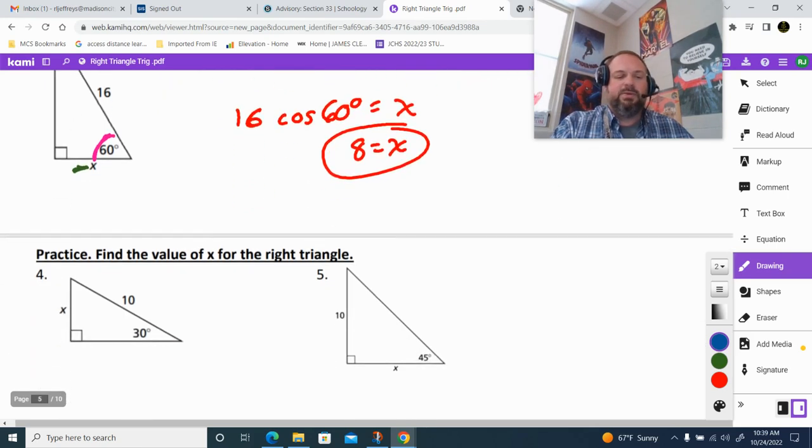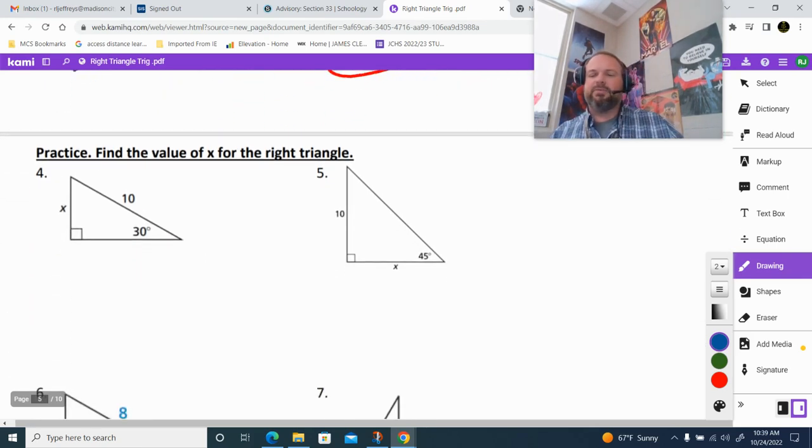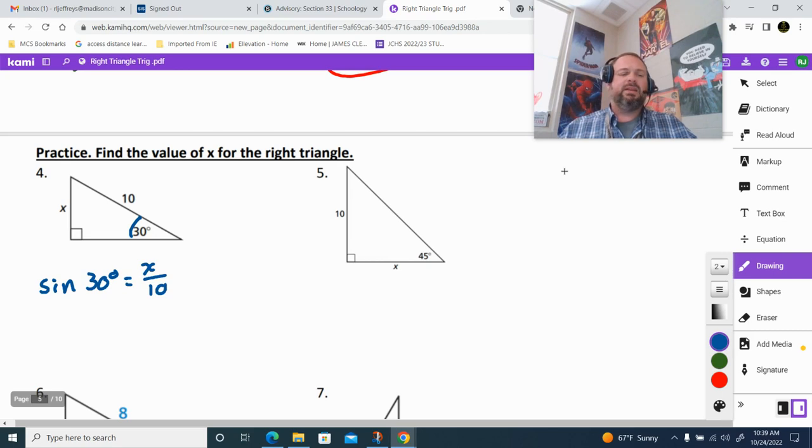Okay, so let's look at number 4. Here's our angle. We're given the opposite side and the hypotenuse. What ratio uses the opposite side and the hypotenuse? Sine. So we could say the sine, and that's pronounced sine, not sin. I know somebody's like, I always knew math was bad. It's a sin. All right, but this is x over 10. Well, we would multiply both sides by 10.